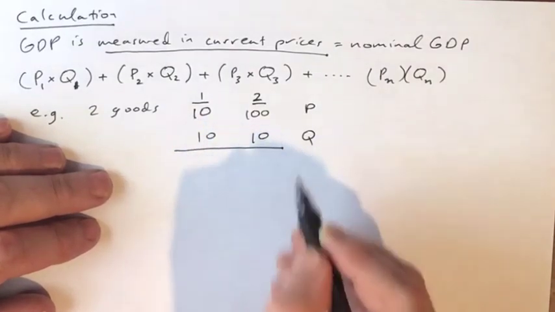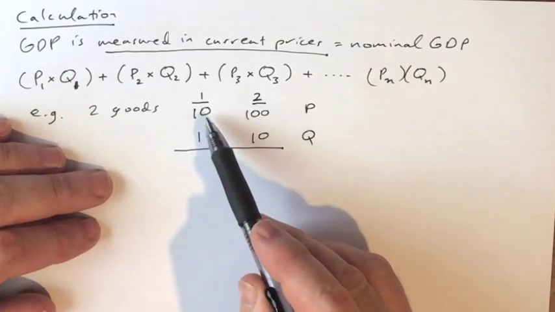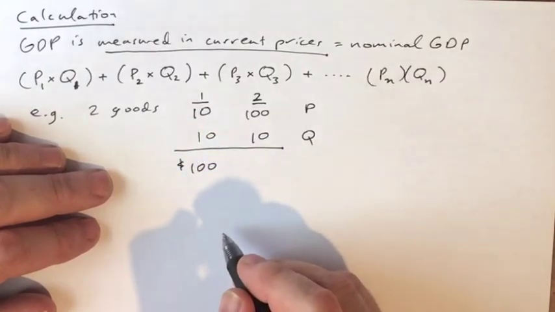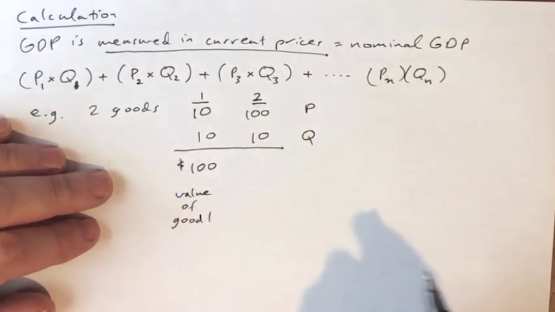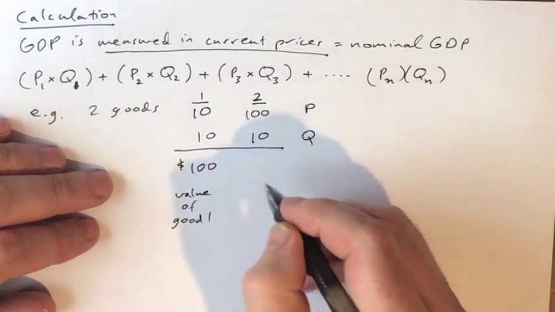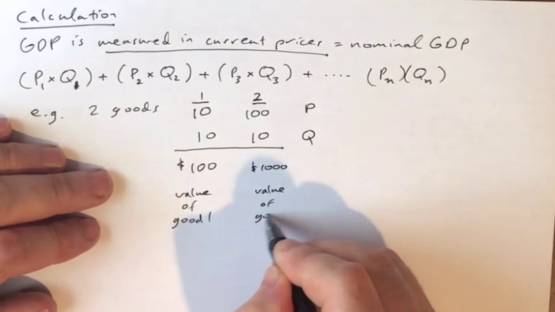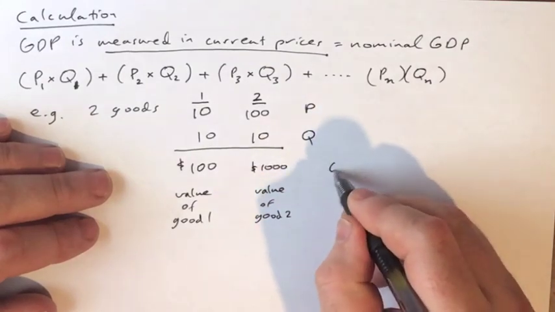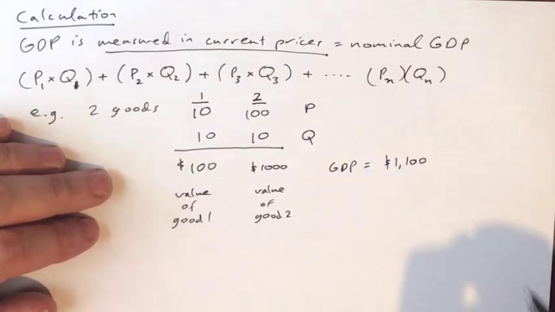So we're going to multiply these, price times quantity, P1 times Q1. And we're going to end up with $100. So $100 is the value of good 1 in this economy, and then 100 times 10, 1,000. That's the total value of all of the good 2 that is produced. So we just add that up, and we would get a GDP in our sample economy here of $1,100.